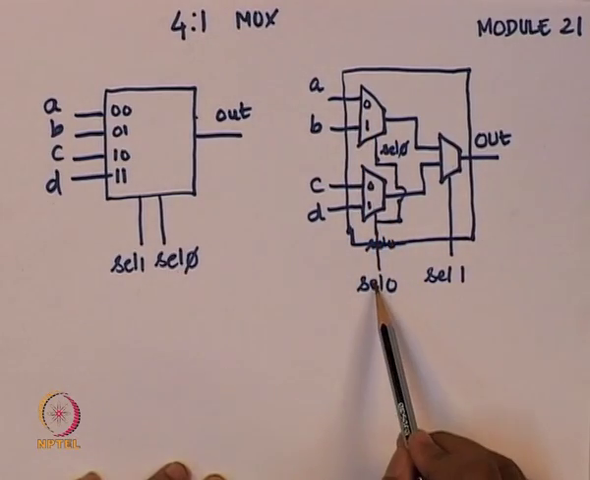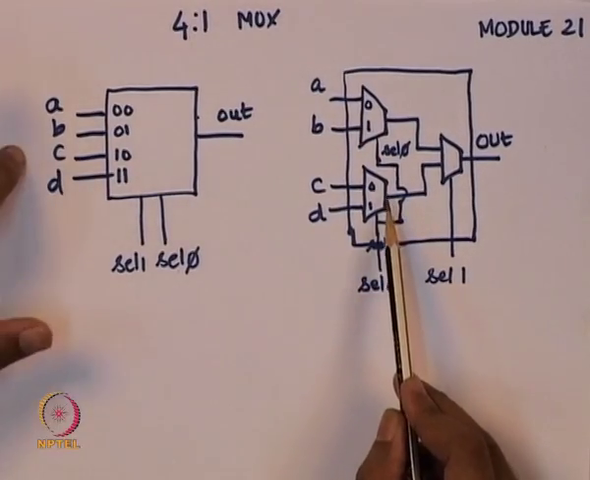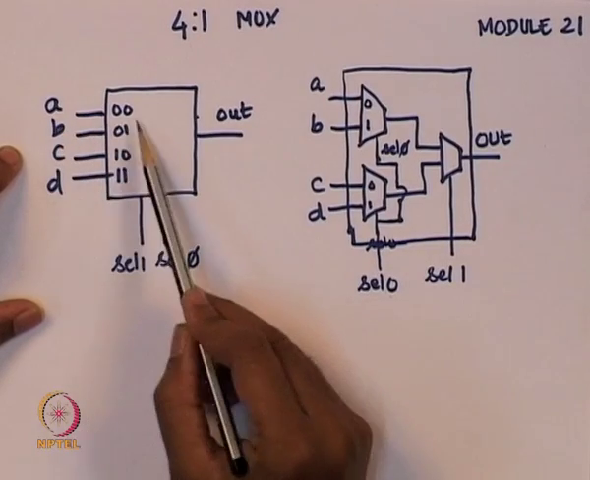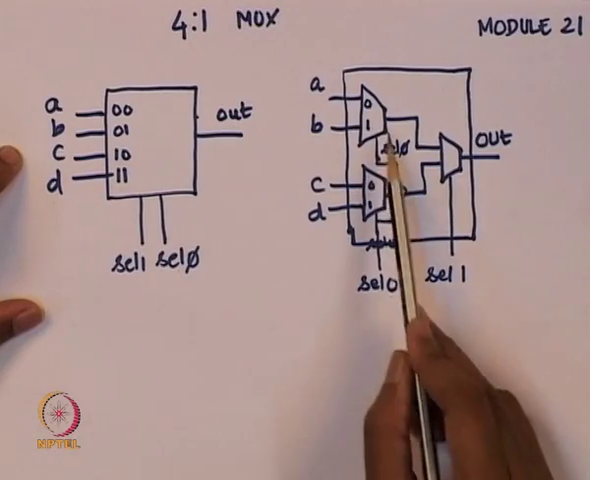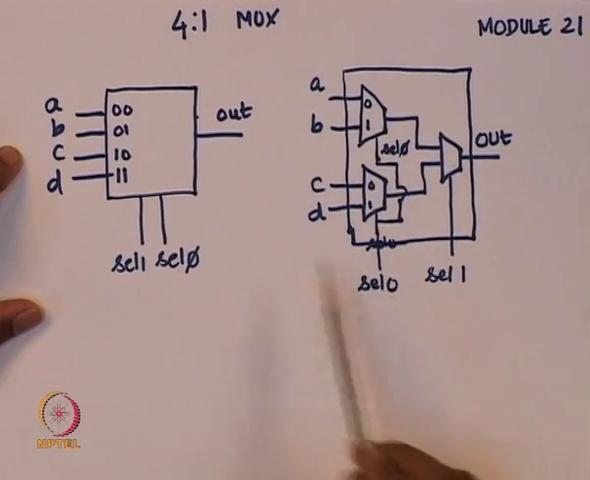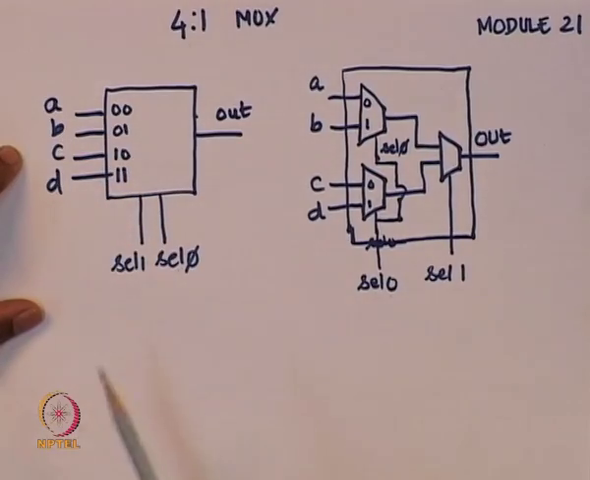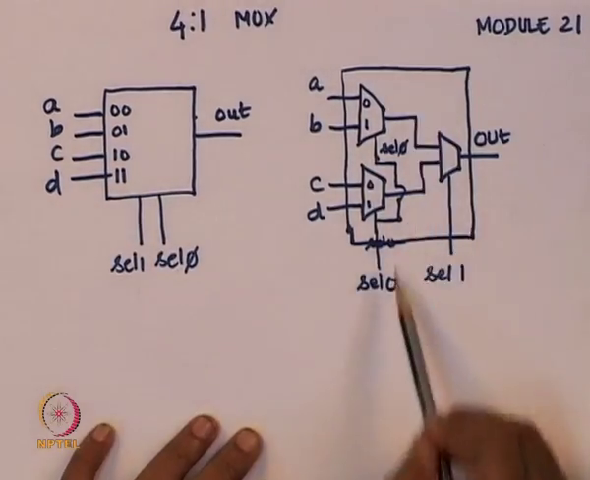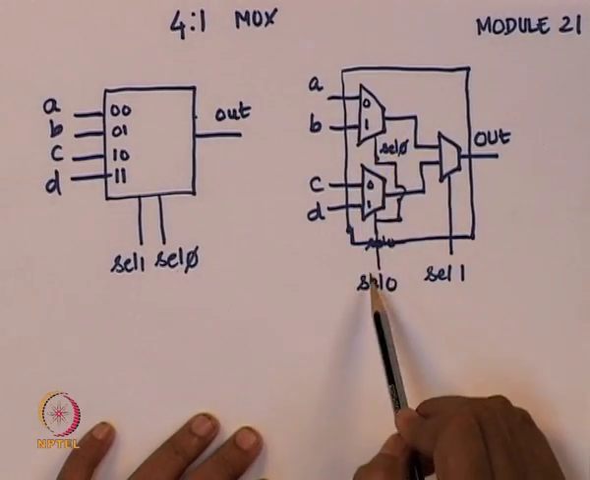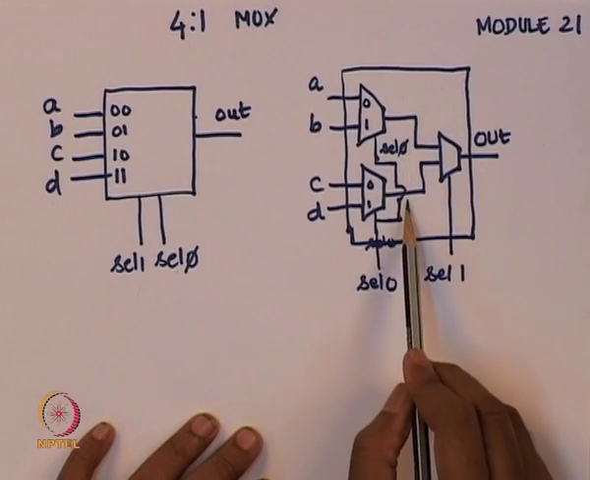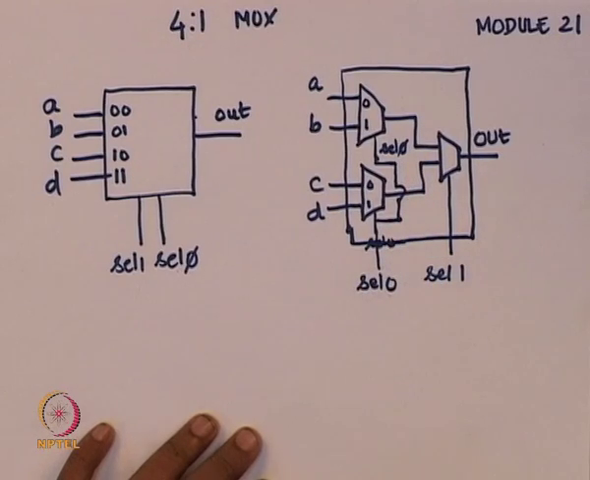Now you know that if select 0 is 0, it will pick A from here and C from here, which is what we want. If select 0 is 0, then either A or C should come. If select 0 is 1, which means the last bit is 1, either B or D should go to the output. That is what we are doing with this part of the circuit. So we give the same select lines here. If select 0 is 0, A and C will appear here. If select 0 is 1, B and D will appear in these places.